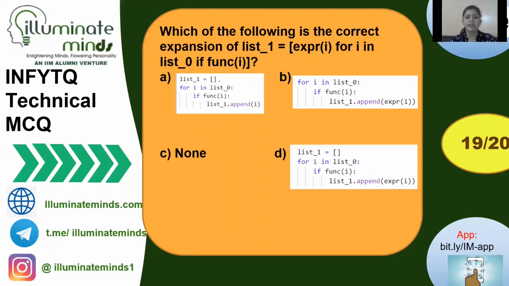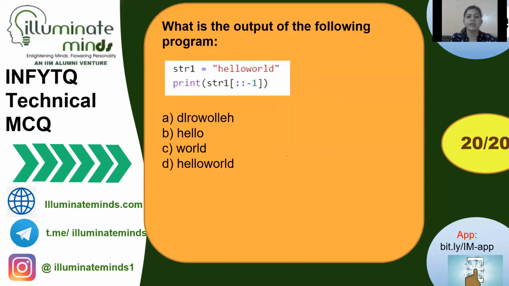We are initializing list underscore 1, then we have a for loop for I in list underscore 0 if function I list 1 dot append I. No, we are not appending I, we are appending expression I. Let's look at option D now. List underscore 1 is this. For I in list 0 if function I list 1 dot append expression I. Yes, this is the right one. So D is the right option.